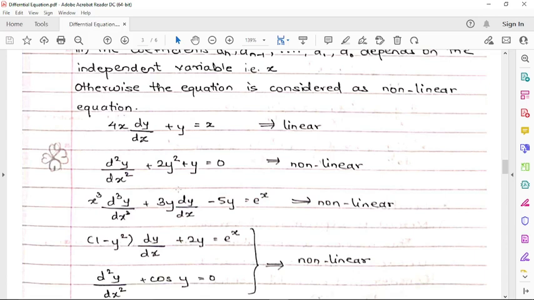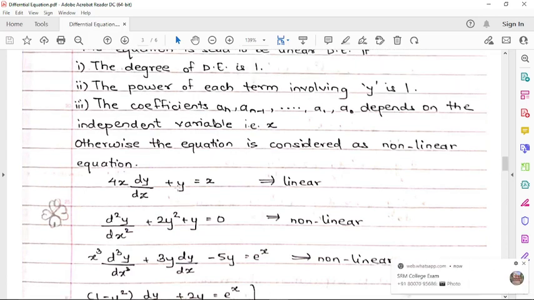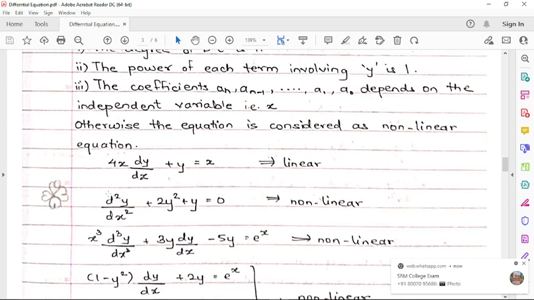Then for this equation, let us apply the conditions. The order is 2, but the degree is 1, right? Therefore the first condition is satisfied. Second condition, the power of each term involving y is 1. Here you can see y square is present, so that is not allowed, the power must be 1. Therefore the second condition is not satisfied. If any one condition is not satisfied, we can't say the equation is linear. So obviously this equation is non-linear.